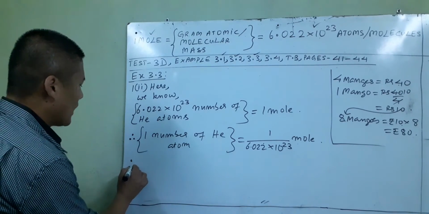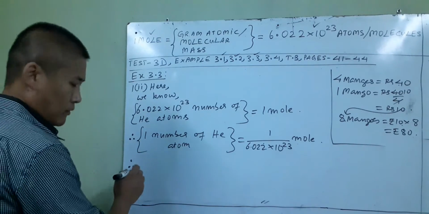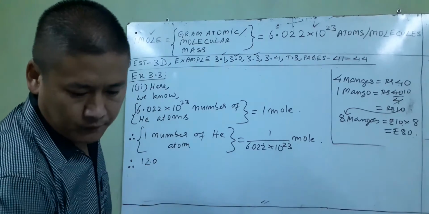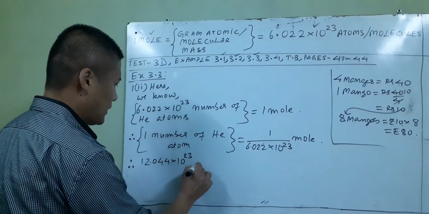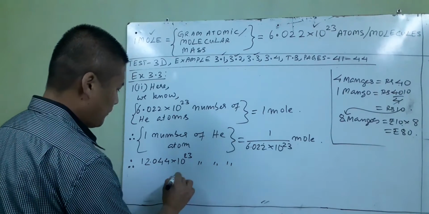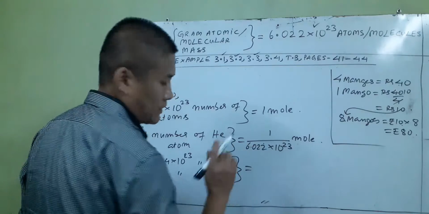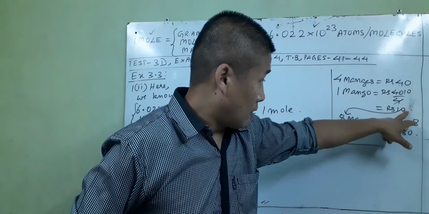So if you found it for 1, you can calculate for any. So that's why we found it for 1 atom. So our question is saying find it out for 12.044 into 10 to the power 23 number of helium atoms. Then how many moles will be there? Question is saying. So like we did here, right and left.